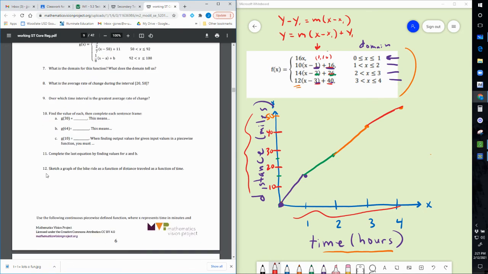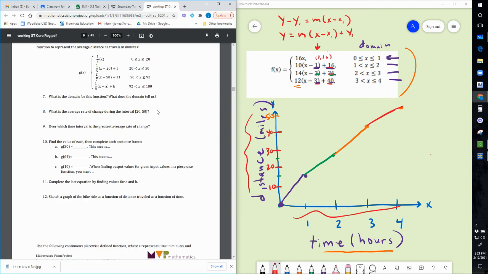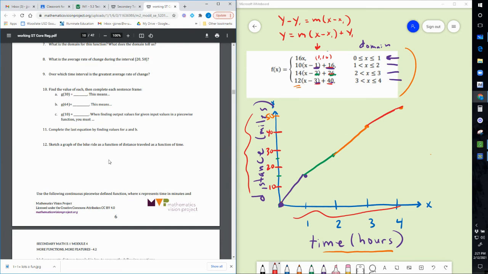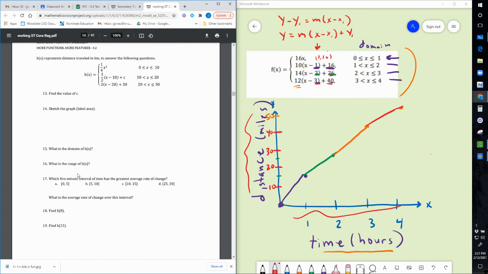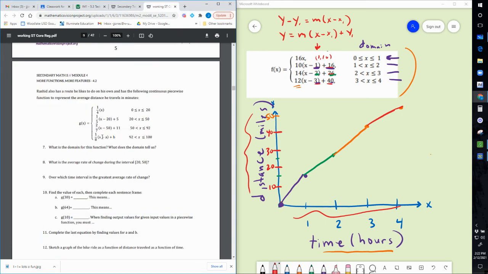And then we're going to go down, complete the last equation by finding values for A and B. So the last equation, you have to figure out what those values are. And then number 12, sketch a graph of the bike ride as a function. So just like we did here, you're going to sketch your own graph and then do it one more time for this next piece. By the way, on this problem where it asks you to find A and B, how could you find A and B? How could you find A and B?